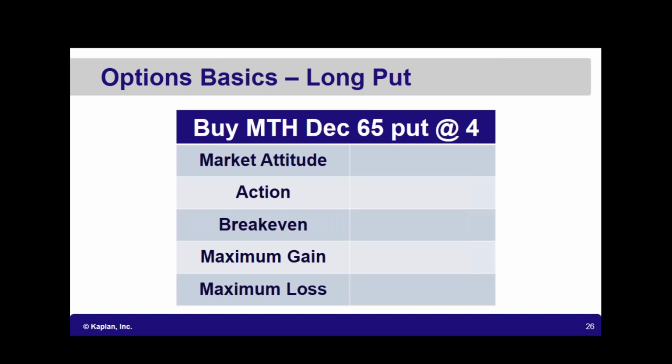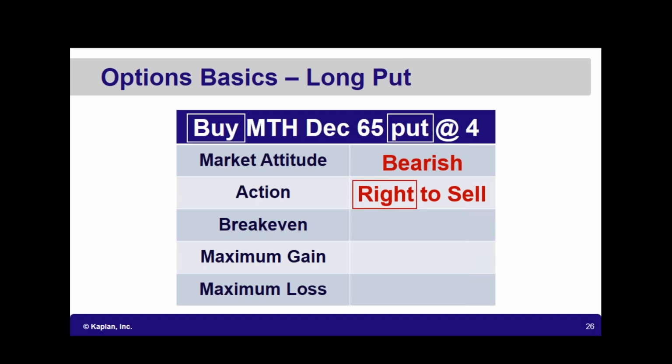This time we're going to buy one MTH December 65 put at 4. Remember, we're going to look at our action. The action says we're going to buy, and we look at our type. We're going to buy a put. So buying a put, our market attitude is bearish. So when you buy a put, you're bearish. You anticipate the price of the underlying security is going to go down. But our action, because we think the price is going to go down, we want to get out and sell as soon as we can. Kind of like Shark Tank, I'm out.